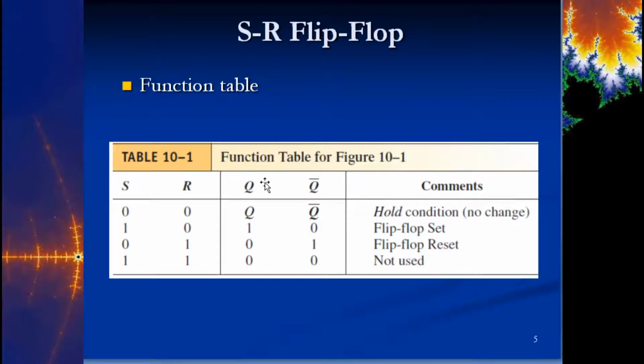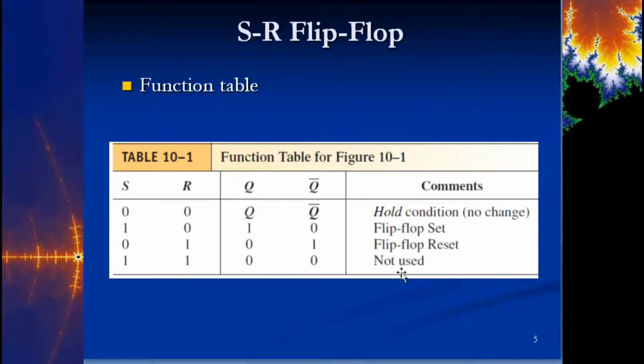There's no change. So whatever Q was before, Q remains. Okay, and whatever Q naught was before, Q naught remains. If you have a set condition where the set is 1 and the reset is low, then Q, no matter what Q was before, Q now is 1 and Q naught is 0.